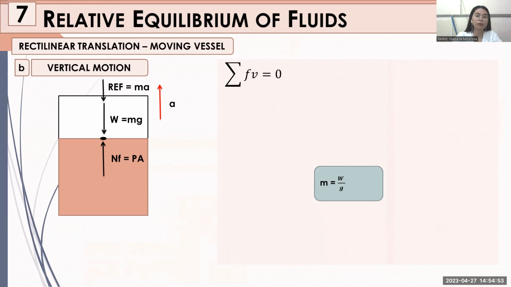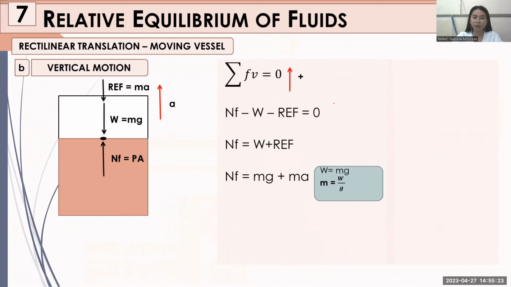So what we are going to do here is summation of forces vertical, upward will be positive. So you have normal force minus weight minus REF is equals to 0. To simplify this one, normal force is equals to weight plus reverse effective force. You all know that your weight is mass times gravity, okay? Your reverse effective force is mass times acceleration. So, alam natin that your mass is also weight over gravity.